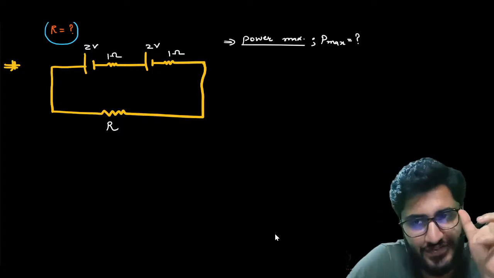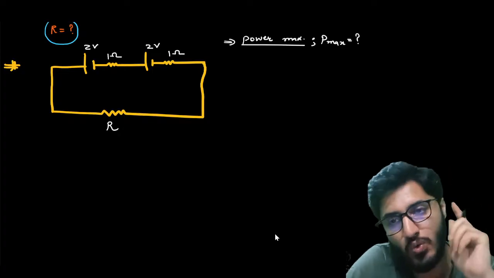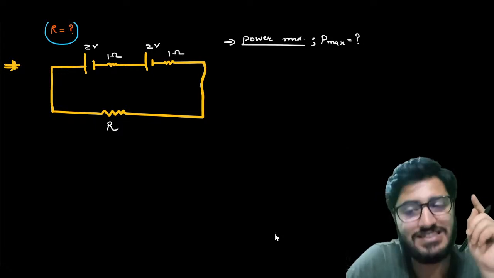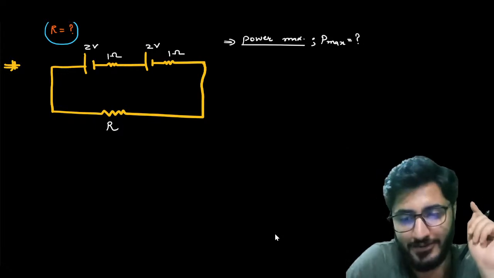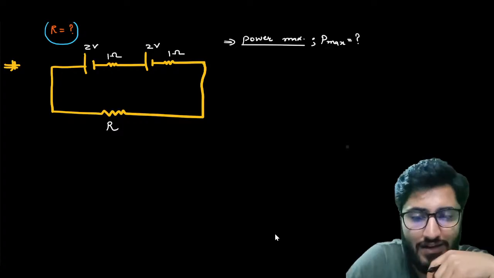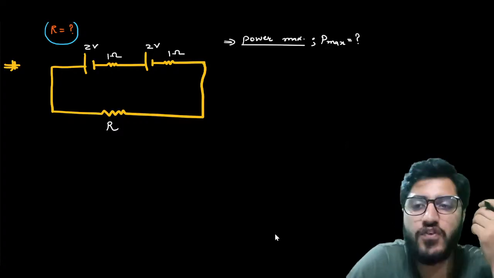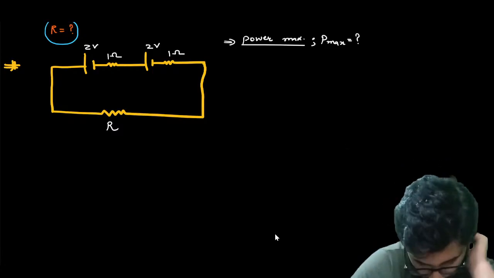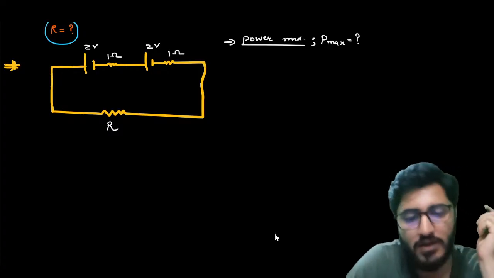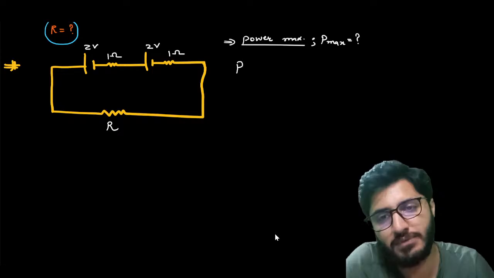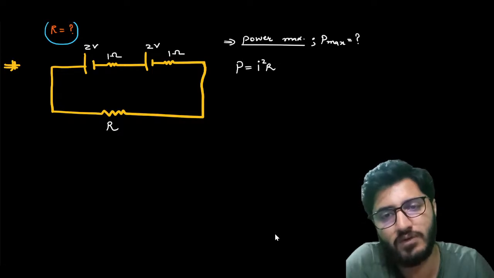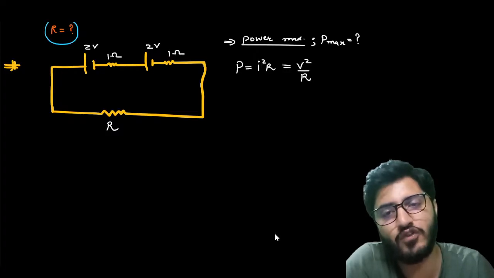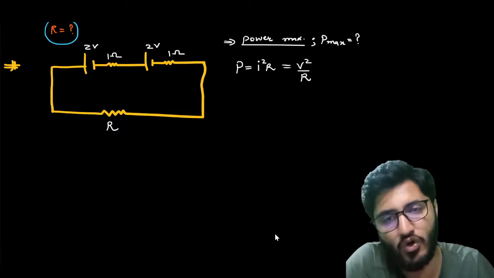We have a system in which two identical cells, 2 volt, 2 volt, with internal resistance 1 ohm, 1 ohm, are attached to the external resistance R. Current is flowing through it. So what will be the maximum value of your power? Sir, I guess the power equation is P equals I square R, or it is equal to V square by R. Okay, either I need to find current and R, or V and R.